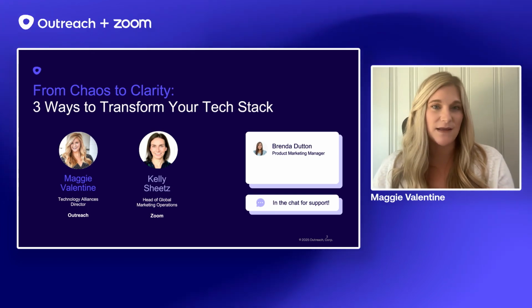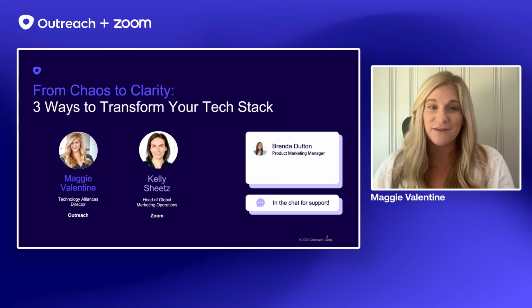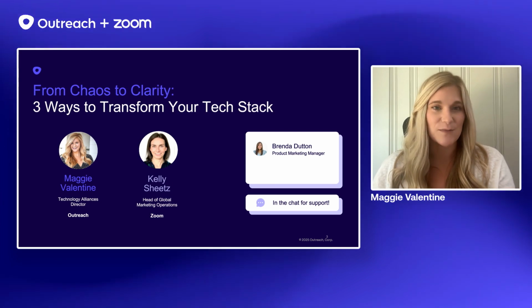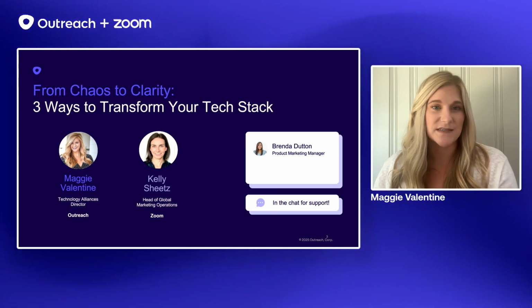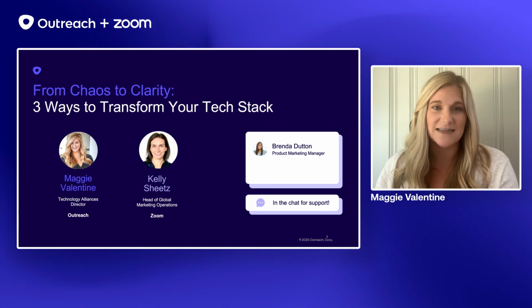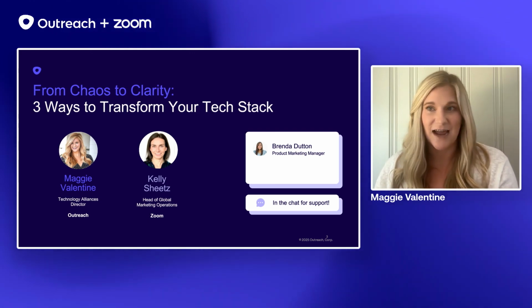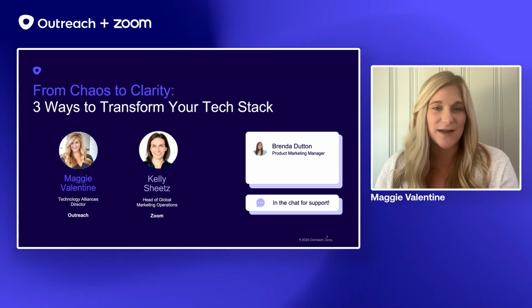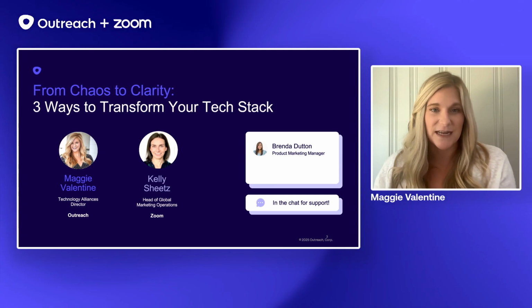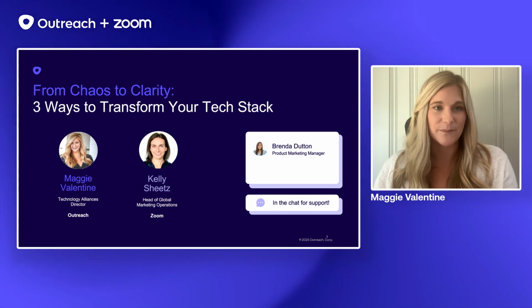As Wilson said, my name is Maggie Valentine. I am the Technology Alliances Director here at Outreach. I've been here for 5 years now, which is quite a long time in startup world. And all of this time, I've been focused on our technology partnerships. So it's really exciting to have Kelly from Zoom here with us today as we are talking about the tech stack. And key to everyone's tech stack is integration. So I'm really excited to have this conversation with Kelly. Kelly, do you want to go ahead and introduce yourself, and then we'll dig into a little bit more about what we're going to cover today.